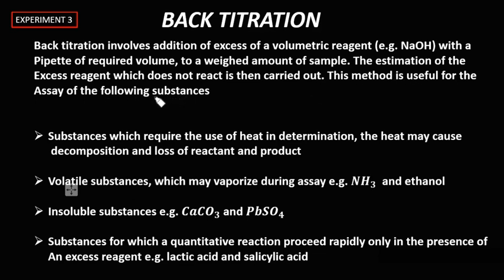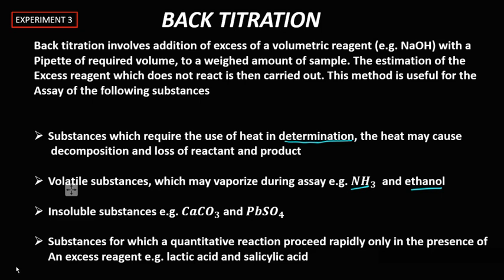Now, what are the substances that we use back titration for? The substances which require the use of heat in determination use back titration. The heat may cause decomposition and loss of reactant and product, hence you use back titration. Also, volatile substances which may vaporize during assay, e.g., methanol and ethanol, and insoluble substances like calcium carbonate and lead sulfate, and substances for which a quantitative reaction proceeds rapidly only in the presence of what?